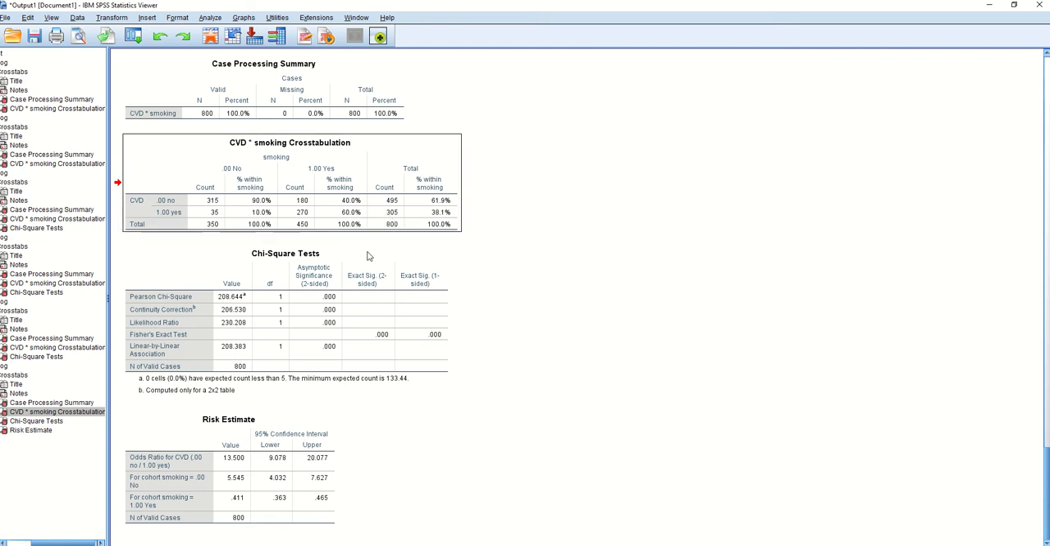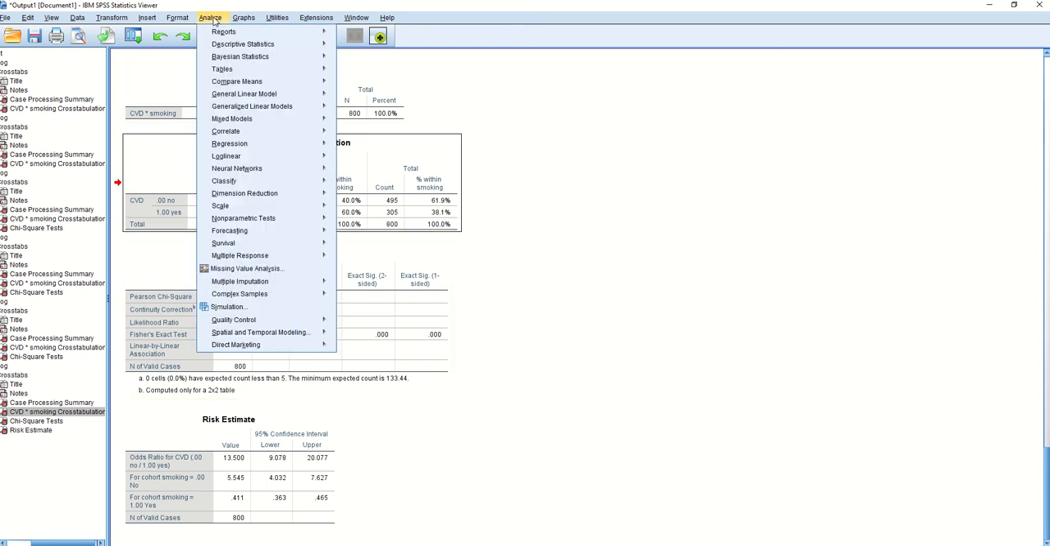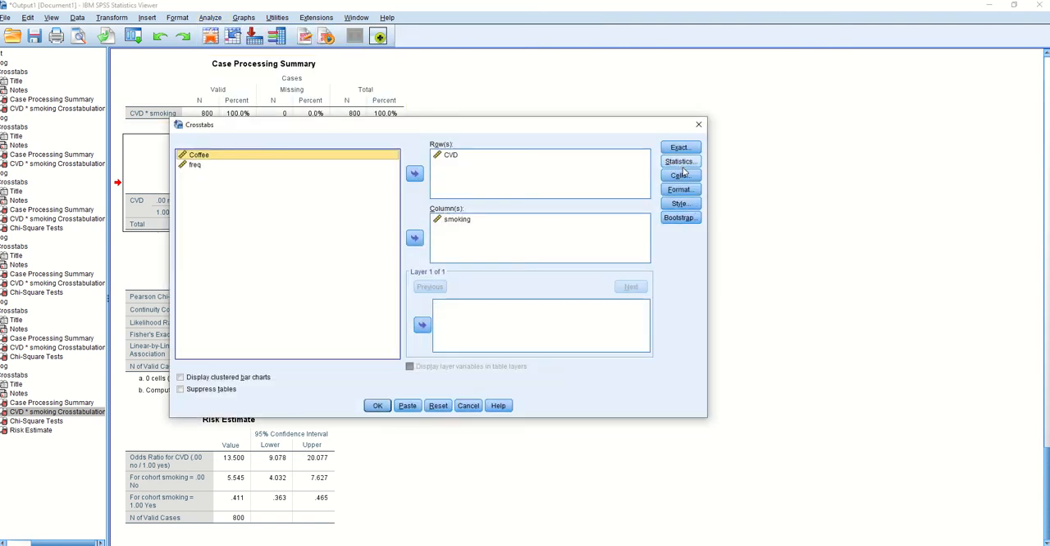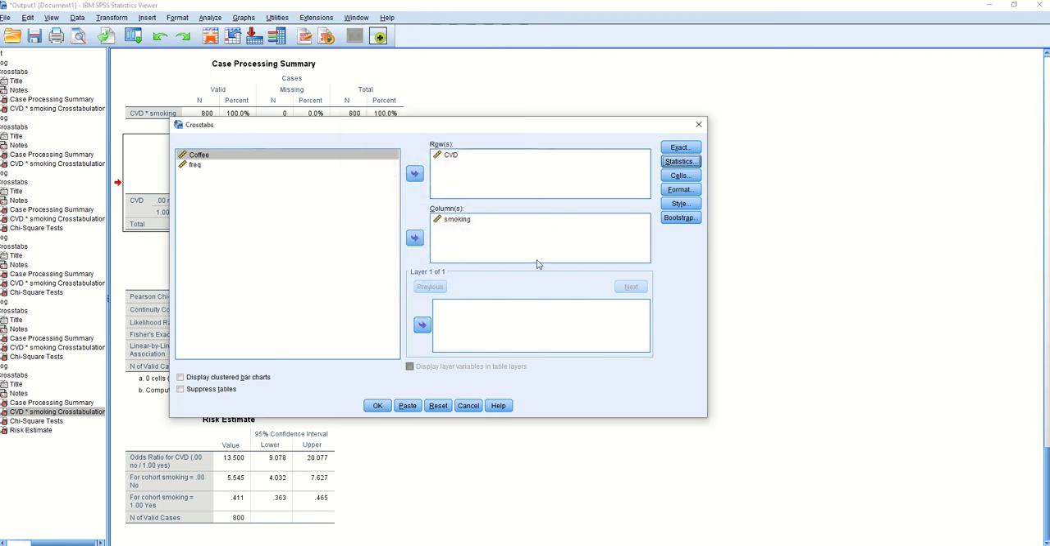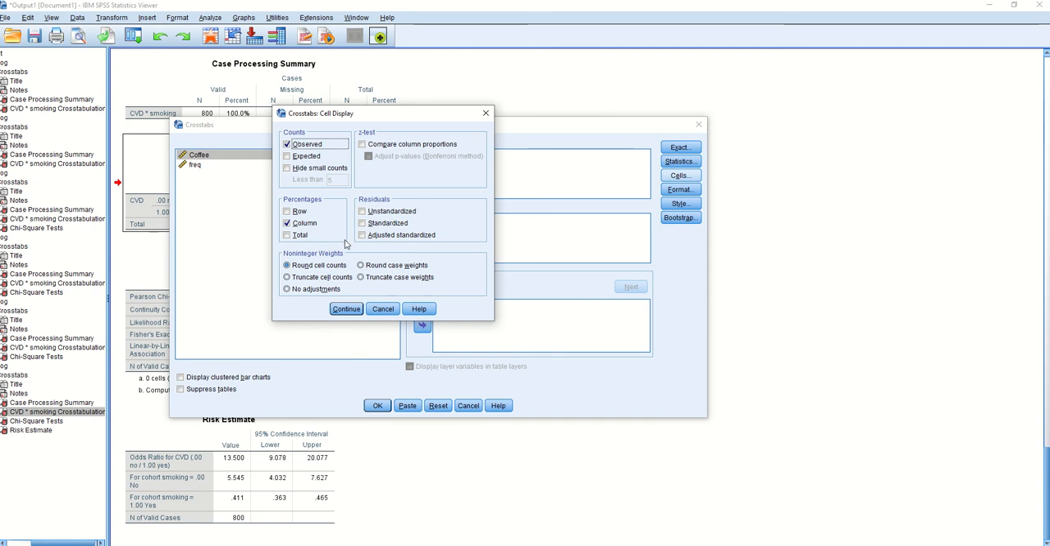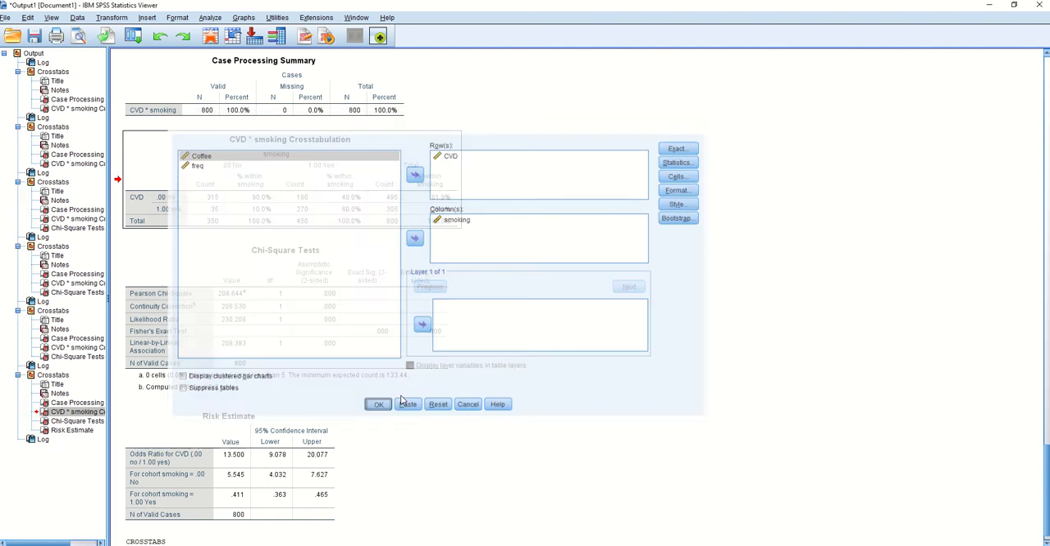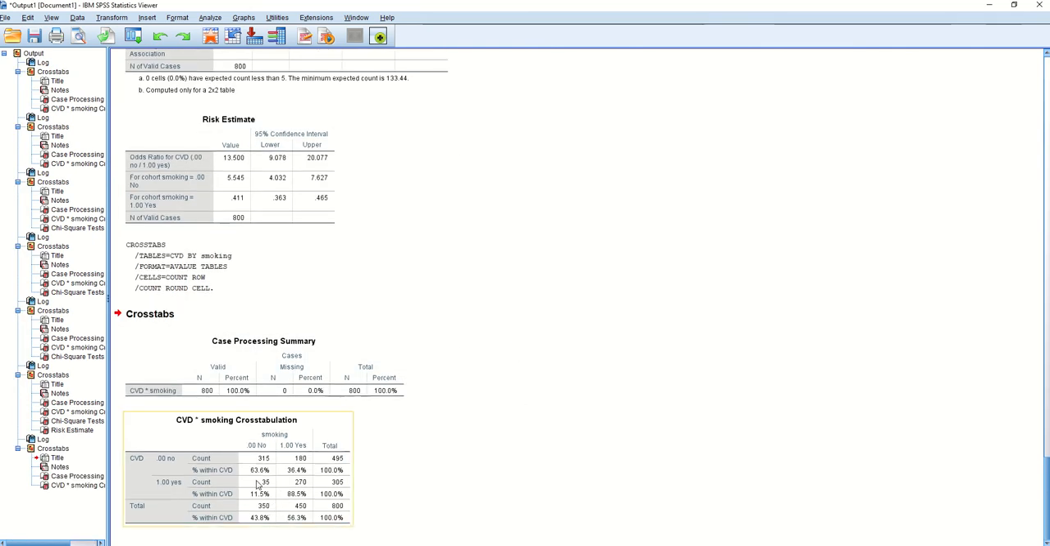What I'm going to do now is repeat the analysis, but I'm going to put in more percentages just to show you what kind of percentages you can get. So I'm going to repeat crosstab. I will remove the statistics this time, since I don't need to see them every time I run this. Just go under cells, remove the column, put row, and click continue. Okay, and now what you're getting is the percentages in the rows.